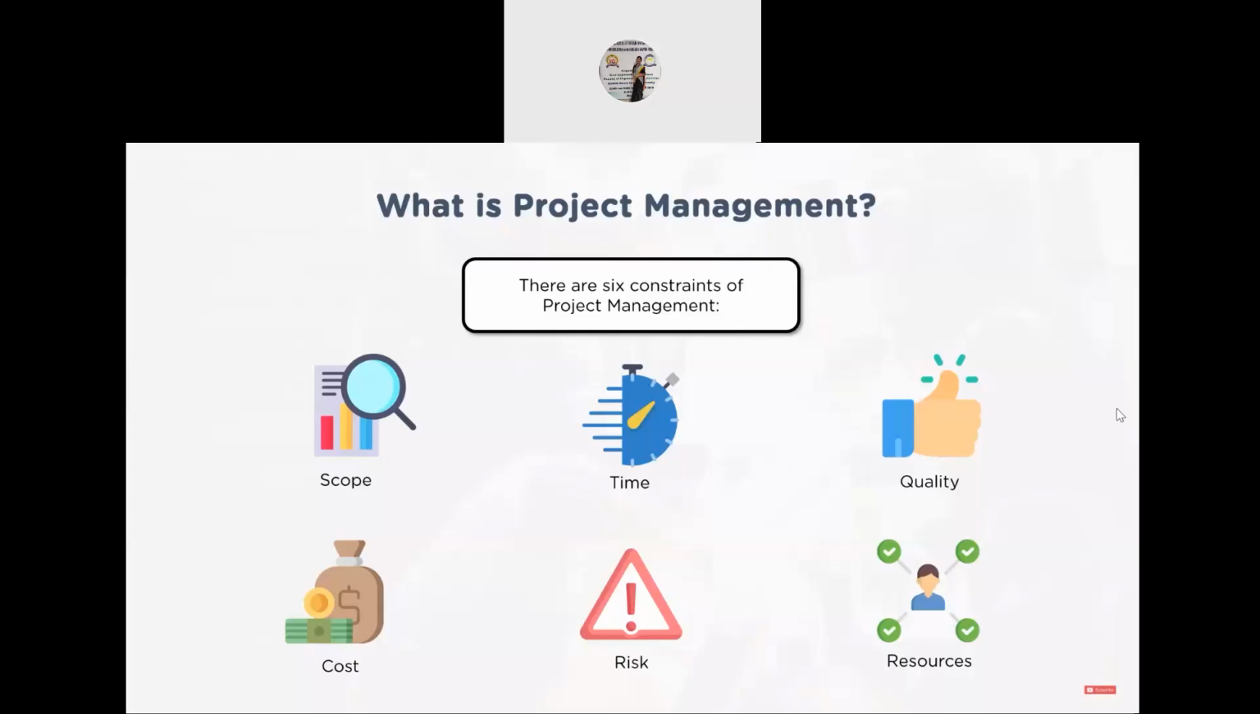So every project requires resources. Resources may be in terms of human resources, financial resources, technology resources, environmental resources. So all these resources are used to produce the output of the project. These resources have to be managed with the sufficient optimization and standardization required.